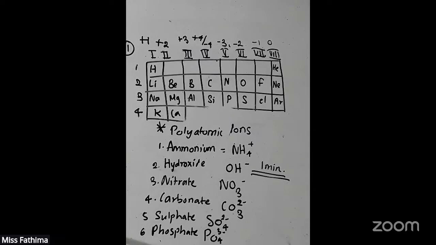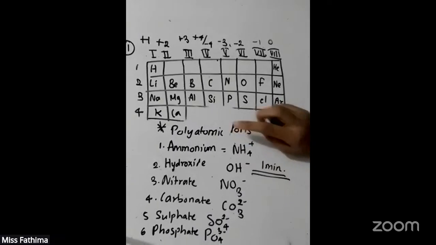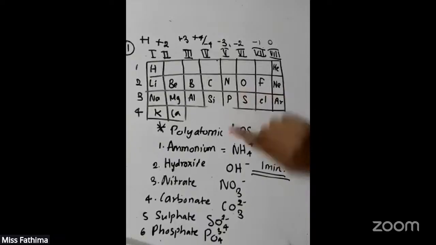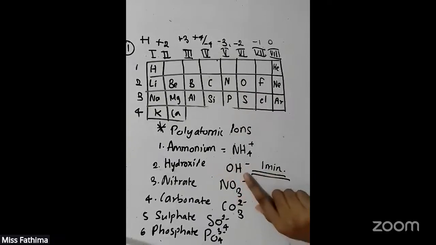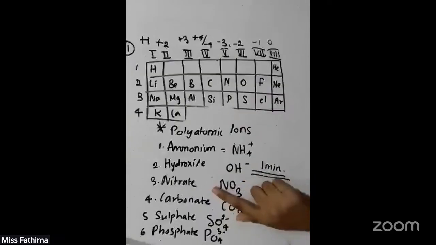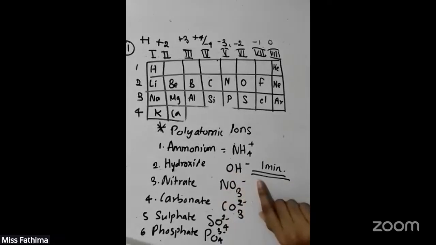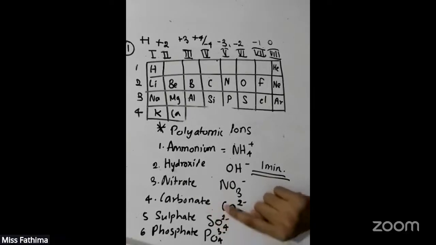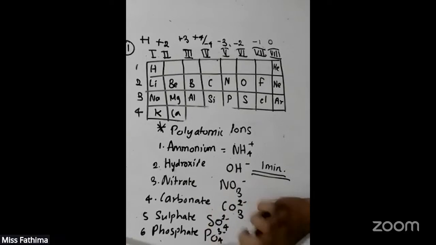Right? All done? Did you all memorize it, children? Be honest and tell me, did you all memorize the 6 polyatomic ions? What is the first one? Ammonium, NH4 plus. Hydroxide, OH minus. Nitrate, NO3 minus. Carbonate, CO3 2 minus. Sulfate, SO4 2 minus. Phosphate, PO4 3 minus. Did you all understand? Any doubt?